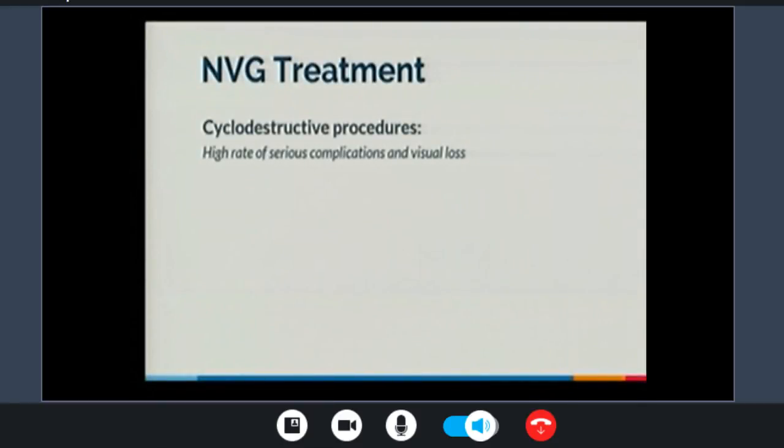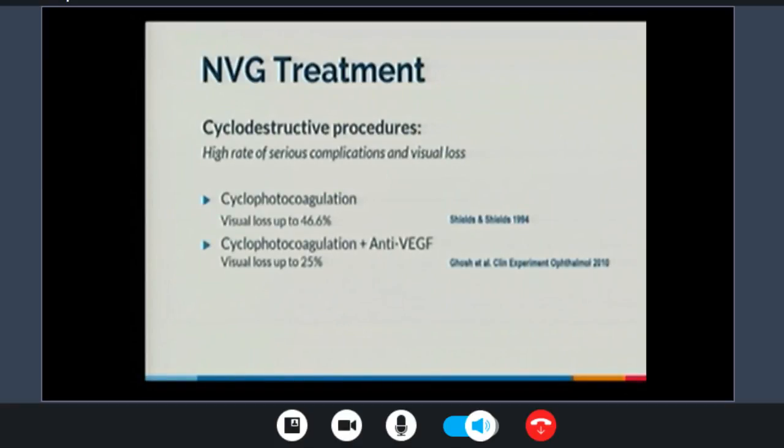And cyclodestructive procedure is not only in neovascular glaucoma, but also other types of glaucoma. It has a high rate of complication and visual loss. Cyclophotocoagulation is associated with visual loss. This is an old report, up to 46%. And with the new machines, the new lasers, and the new development, still in 2010, they reported that even with anti-VEGF, they report visual loss up to 25%. So still, you cannot predict the results as well as the associated complications.